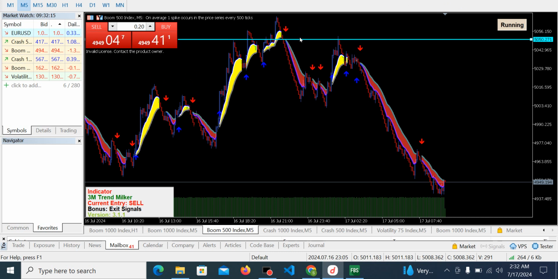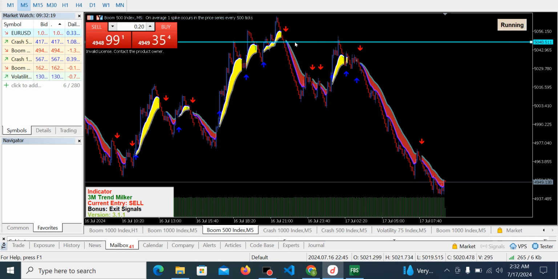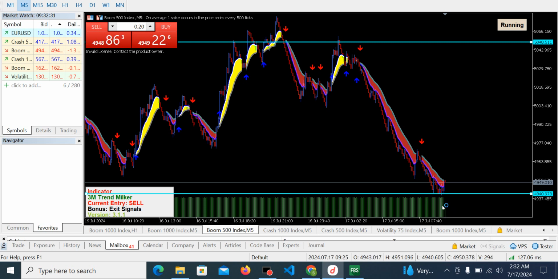Boom 500 started out a downtrend right from here, from this region. Okay, so it got to this region, had a major pullback, and of course went back into a downtrend, and at the moment it is at this support zone. Okay, even though it is still selling, but it is at a major support zone.